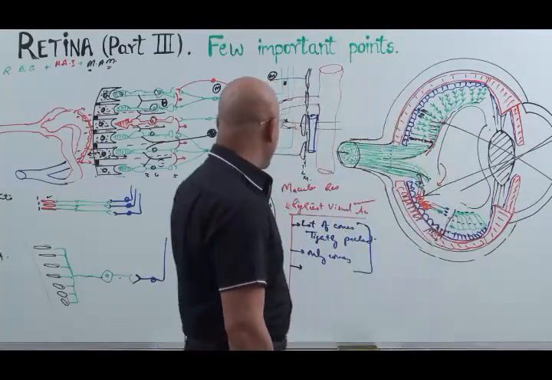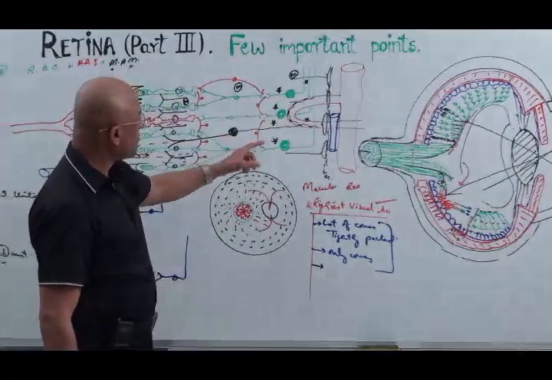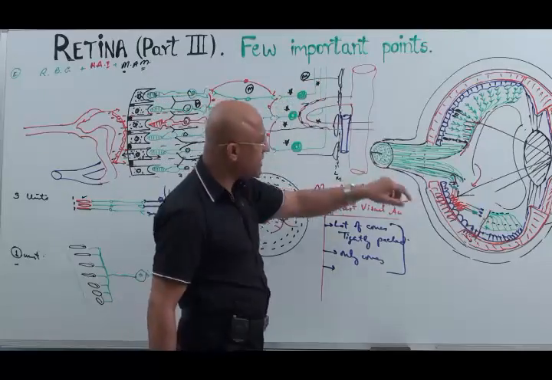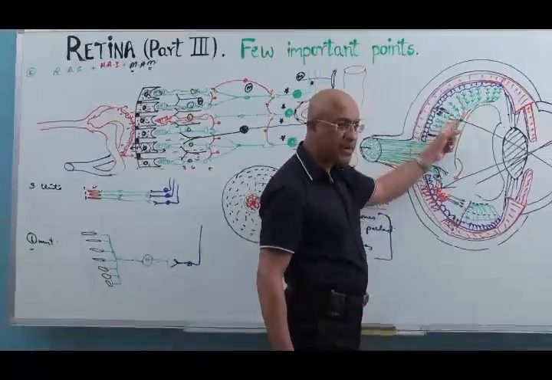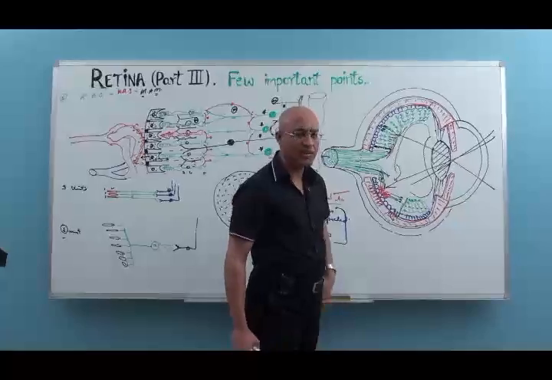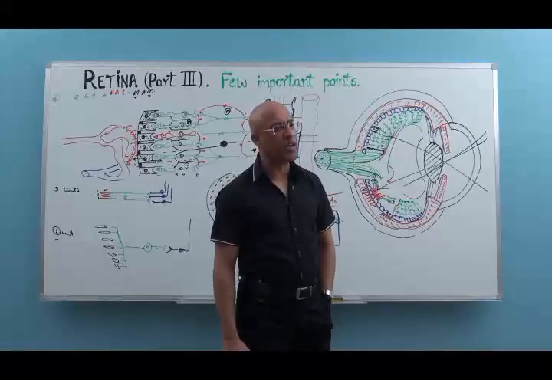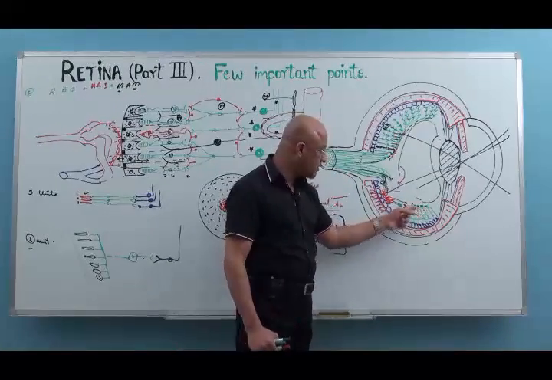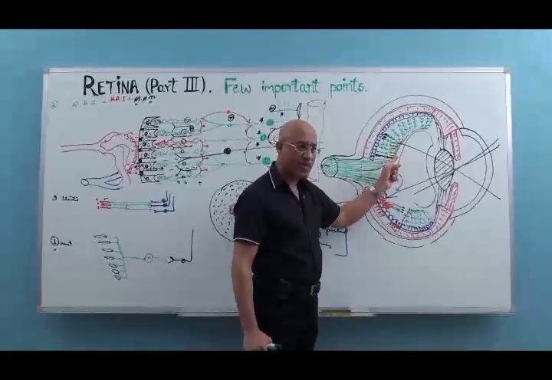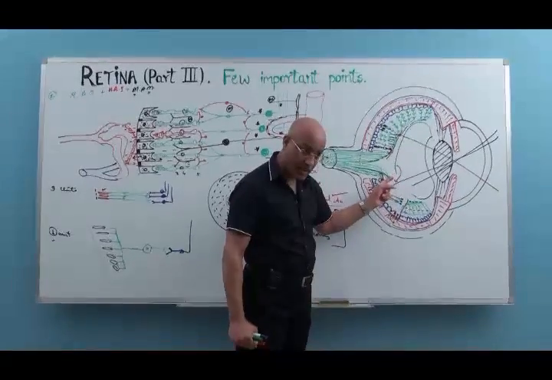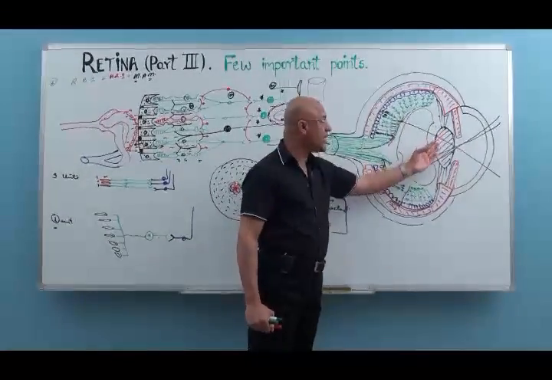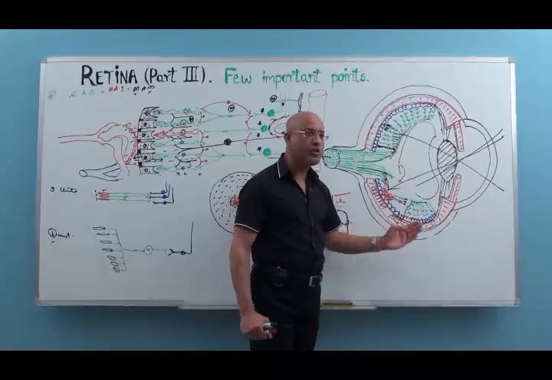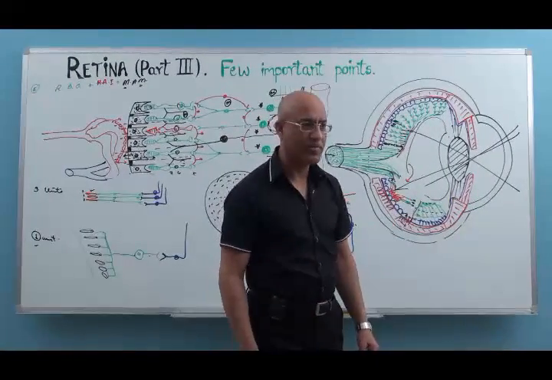Okay. Now we move further. This is the nerve fiber layer. Remember, these nerve fibers which are present in the retina are not myelinated. Thank God they are not myelinated, because myelin is very refractile. If these fibers were myelinated, even though they would conduct faster, because myelin is very refractile to the light, that would lead to degradation of the image.